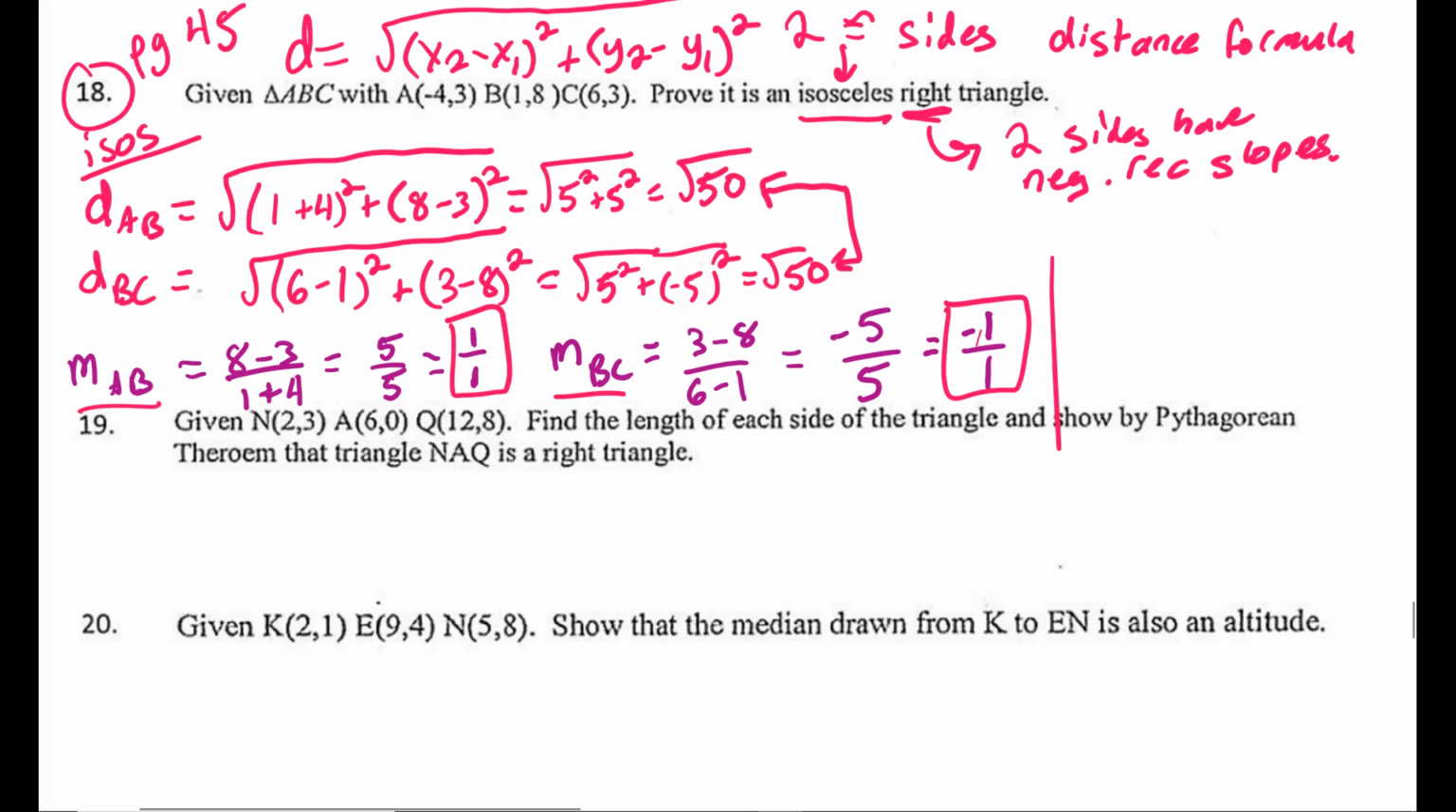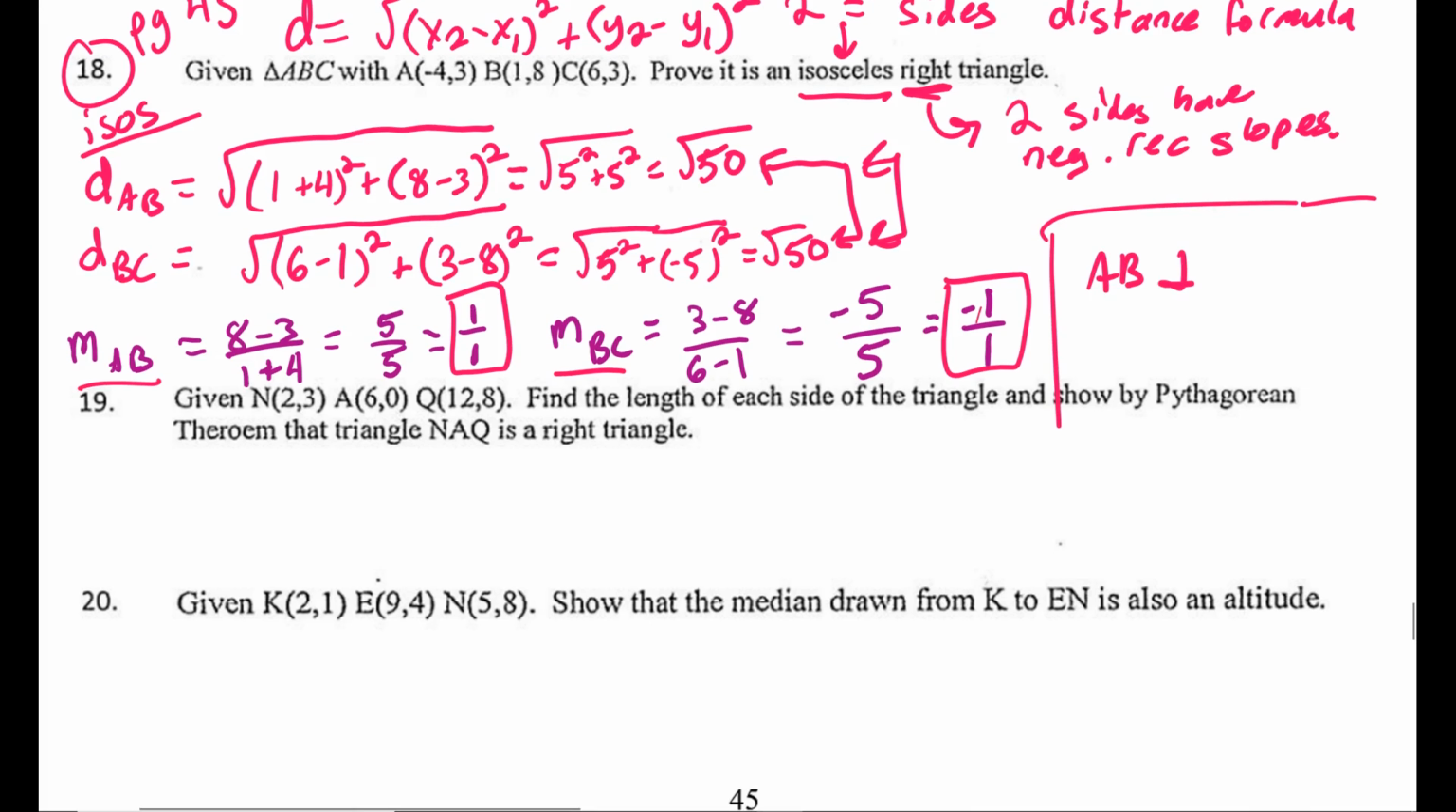So you'd have to write a little blurb here about why your work proves that it's an isosceles right triangle. So you could say something like, when you plugged into the distance formula, you saw that two sides were the same, therefore it must be isosceles. And when you plugged into the slope formula, you saw that two slopes were negative reciprocals of each other, therefore AB is perpendicular to BC. Therefore, angle B is a right angle, making triangle ABC an isosceles right triangle.